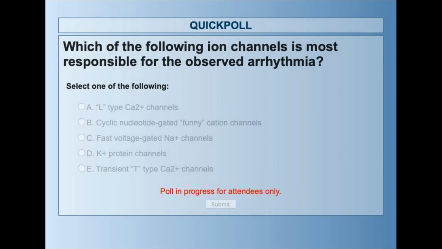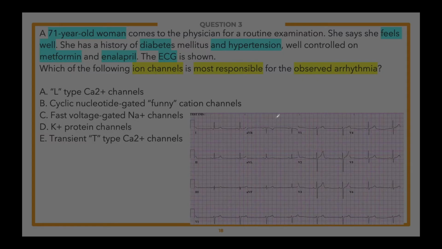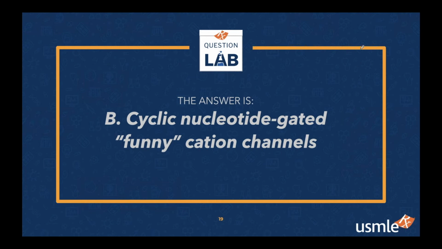All right, let's take a look and see what all of you selected. In first place with 38% was potassium protein channels, and in second place we had cyclic nucleotide gated funny cation channels. So let's take a look and see what the correct answer is. And the correct answer is B, and 25% of you got it right once again. Cyclic nucleotide gated funny cation channels.